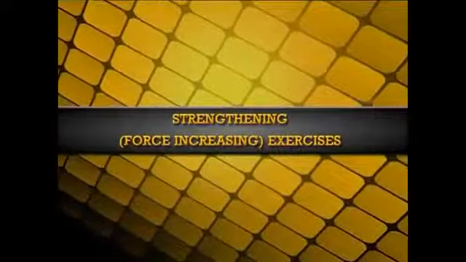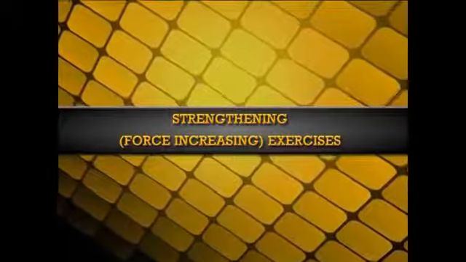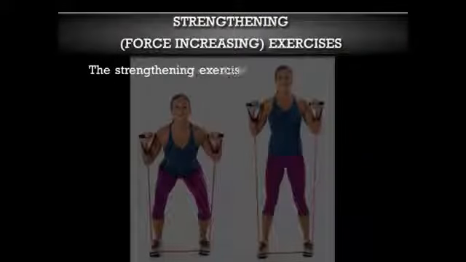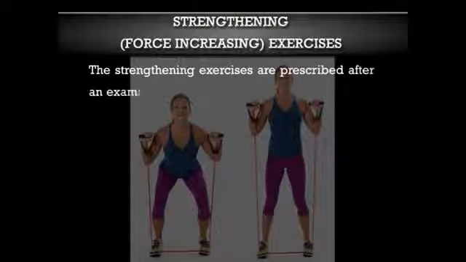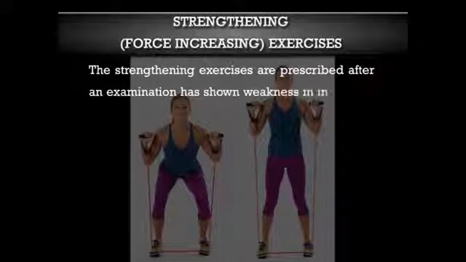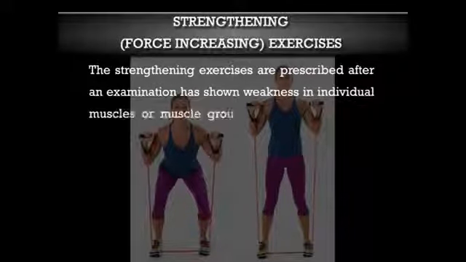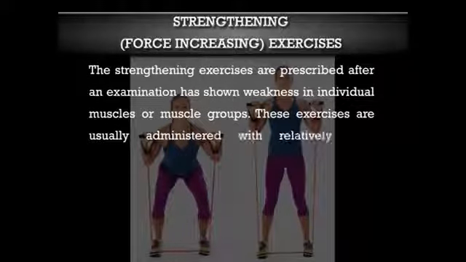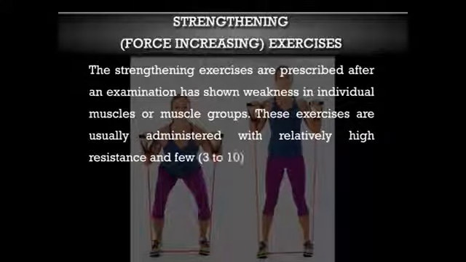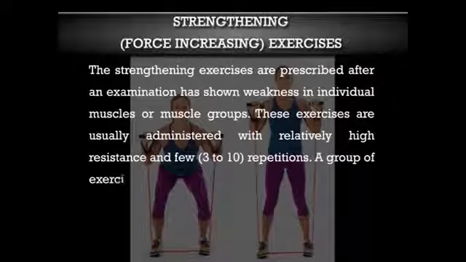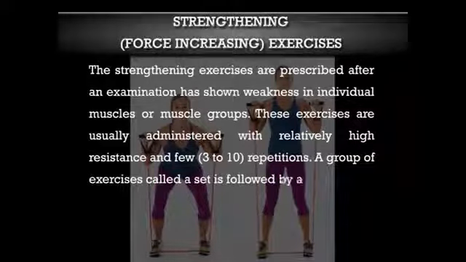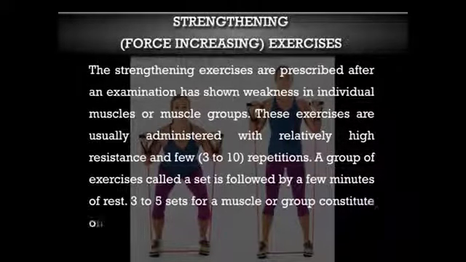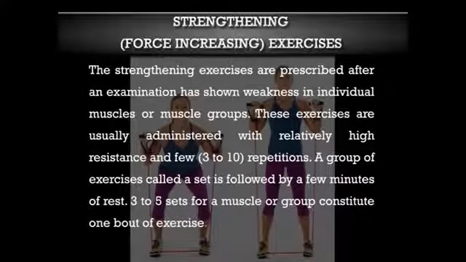The next one is strengthening with force-increasing exercises. The strengthening exercises are prescribed after an examination has shown weakness in individual muscles or muscle groups. These exercises are usually administered with relatively high resistance and few repetitions, that is 3 to 10 repetitions. A group of exercises called a set is followed by a few minutes of rest. 3 to 5 sets for a muscle or group constitute one bout of exercise.